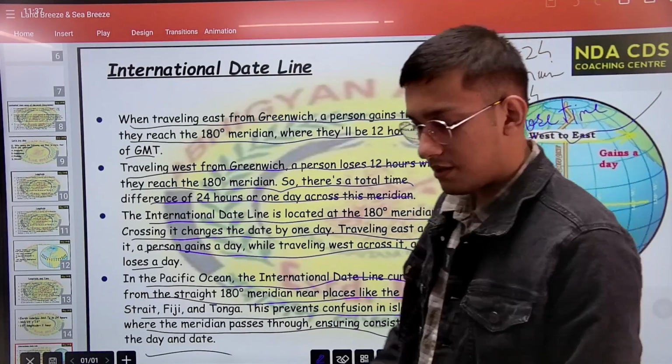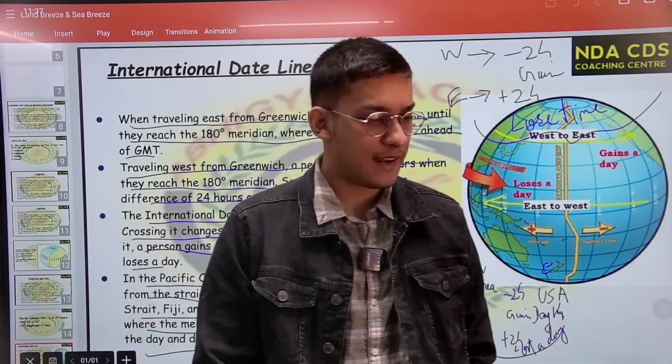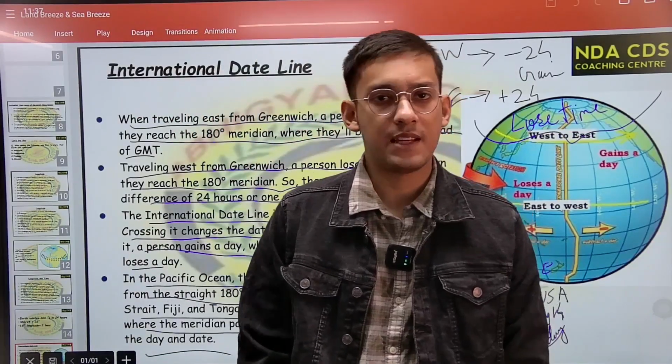So these are the points from latitude, longitude, Greenwich Mean Time, and international dateline. In our next class, we'll be learning about sea breeze, land breeze, rocks, and classification.